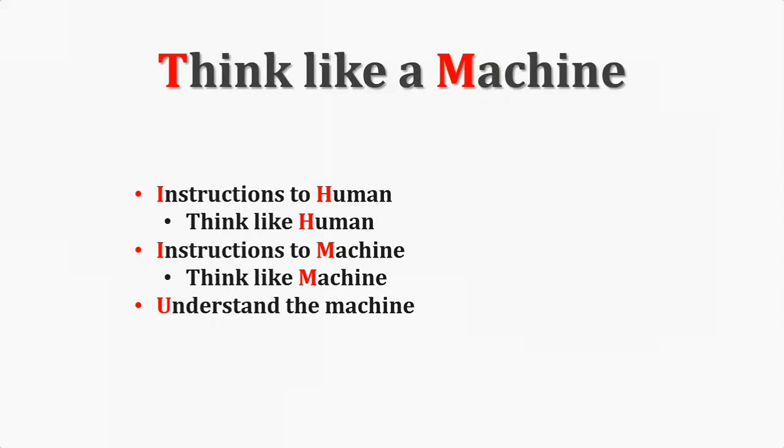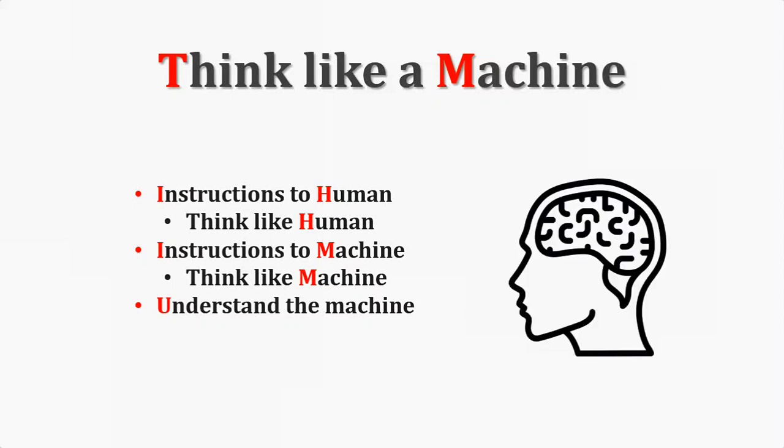To think like a machine, first you need to understand how the machine will work. For example, if you are giving some instructions to a human, that means you should think like a human, whether the person is understanding your language, whether the person is capable of understanding your instructions. Then you can give instructions to that particular person and he will do the job perfectly.